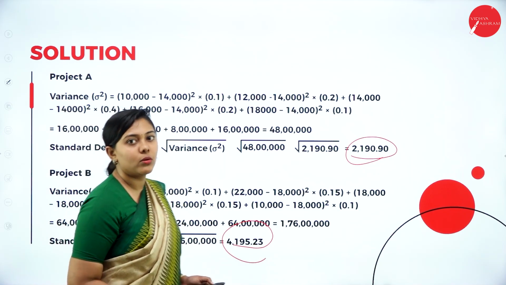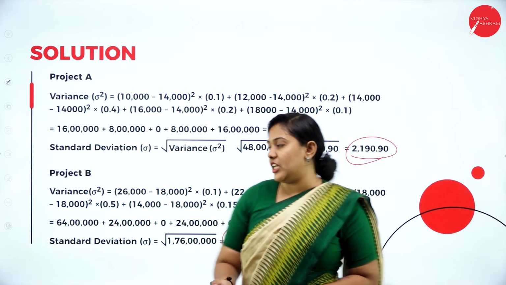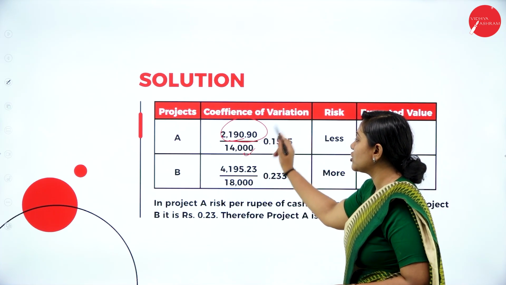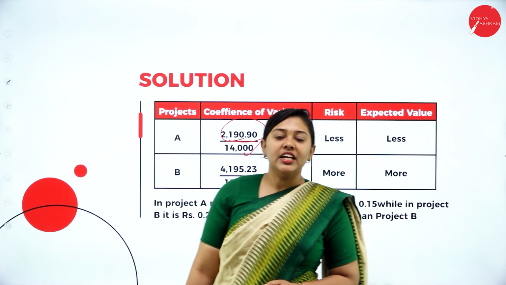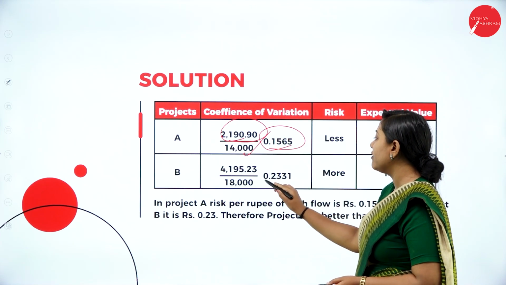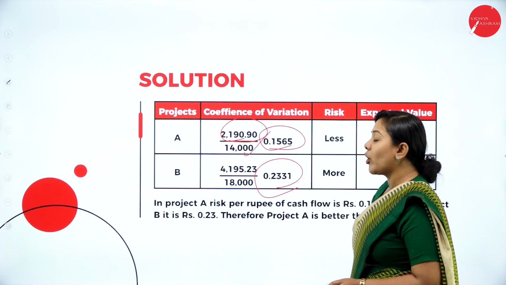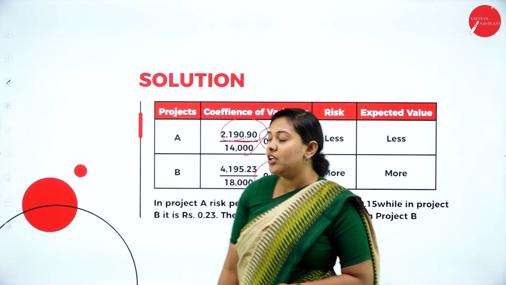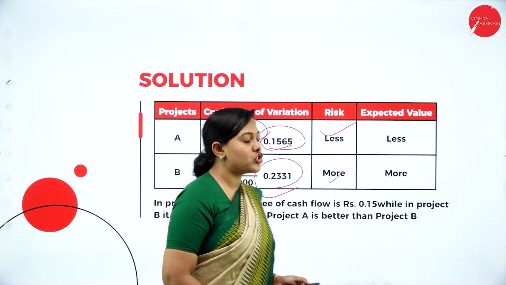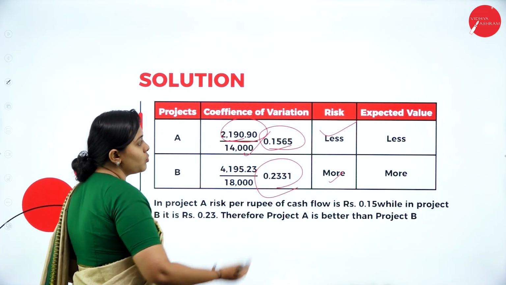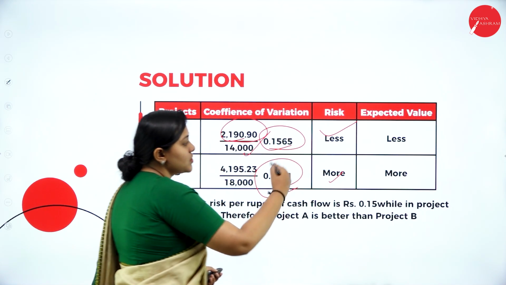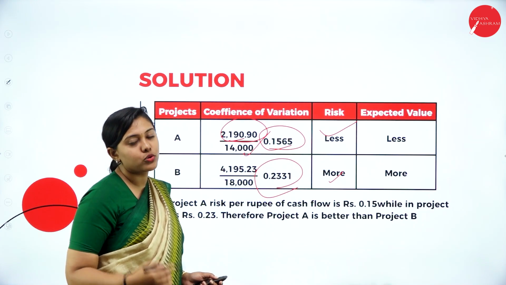So what do you need to calculate? The coefficient of variation. How do you calculate it? Standard deviation divided by expected net cash flow. The answer you get is 0.1565 for Project A and 0.2331 for Project B. So the risk is very low in the case of Project A, and in Project B the risk is more. When the risk is less, the return will also be less. When the risk is more, the expected value will also be more.